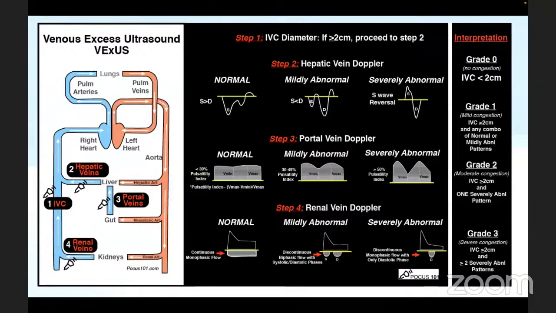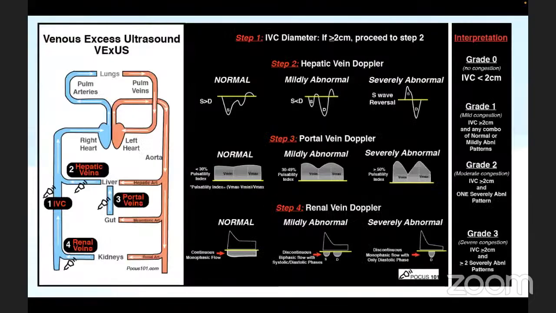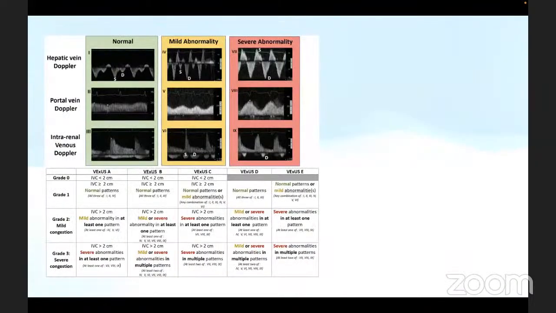There are different types of pictorial descriptions available. If you're okay with these drawings, you can go ahead with the drawings, or there are real-time images which will put the patient in the required grade you want. There are different types of VExUS which were developed for research purposes, and currently we are using VExUS 5C.